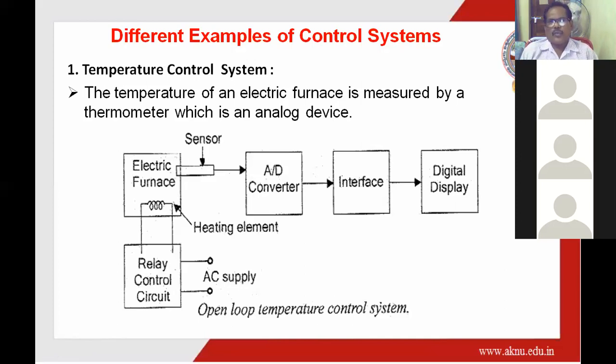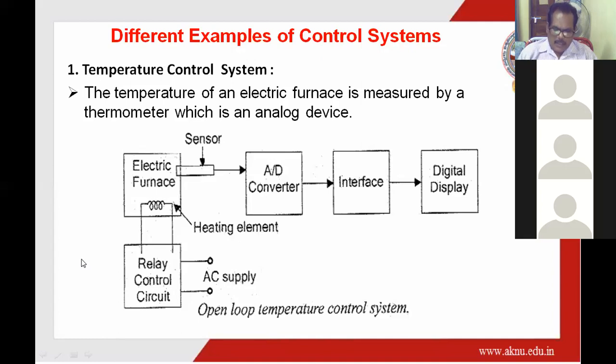Now, it is a temperature control system. That means we use it to control the temperature in an electric furnace. Generally the temperature is measured with the help of a thermometer, or sometimes we use sensors. Here is the block diagram of the temperature control system. The block diagram is open loop. That means there is no feedback path between the input and output, so it is called an open loop control system.